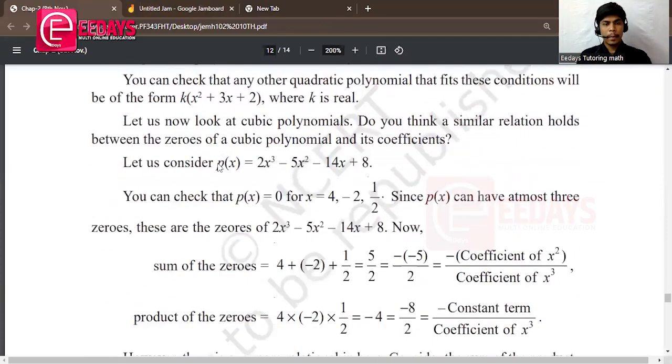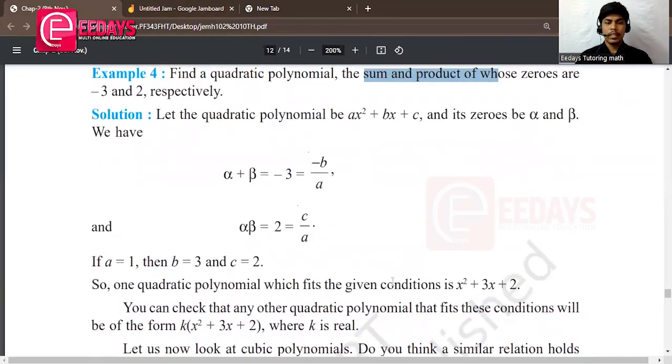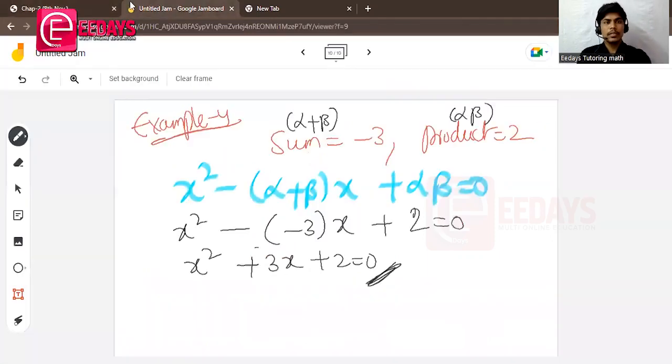So for the quadratic equation in one variable, it is x square plus 3x plus 2 is equal to 0, the required quadratic polynomial. I hope you understand. We discussed two types. First, they give an equation and you find the sum of zeros and product of zeros. And second, if they give the sum of zeros and product of zeros, you need to find the quadratic polynomial like this.